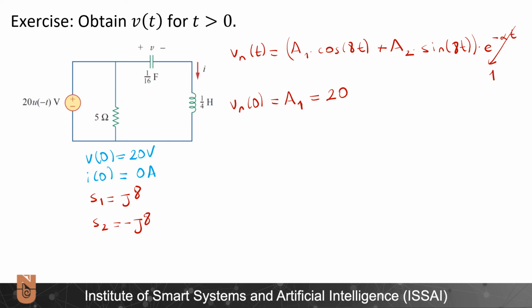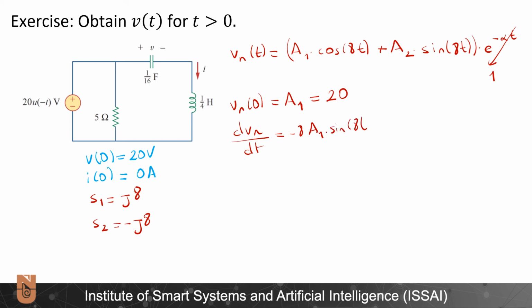And in order to find the second, A2, I will do another trick. Now let's take the first derivative of the natural response. dv_n over dt is equal to minus 8 A1 times sine 8t plus 8 times A2 times cosine 8t. And at t equal to 0, this expression will be equal to 8 A2.